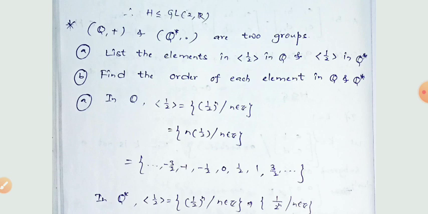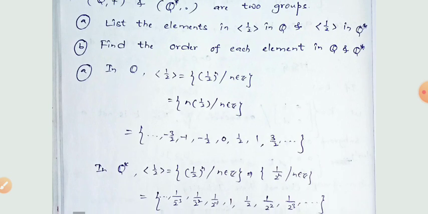We have to find two things. First one, list the elements in the subgroup generated by 1/2 in Q and the one generated by 1/2 in Q*. Second one, find the order of each element in Q and Q*.